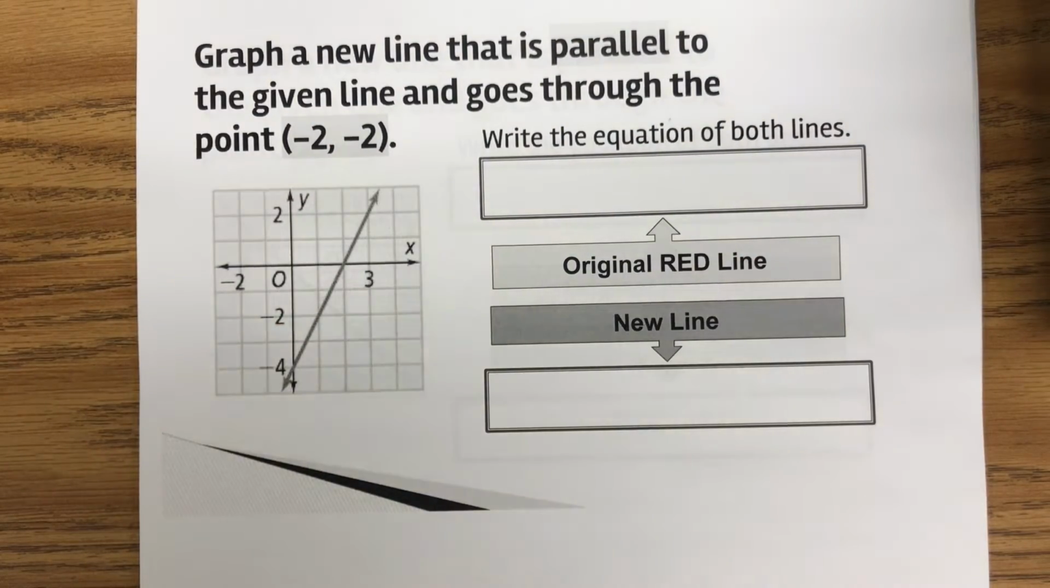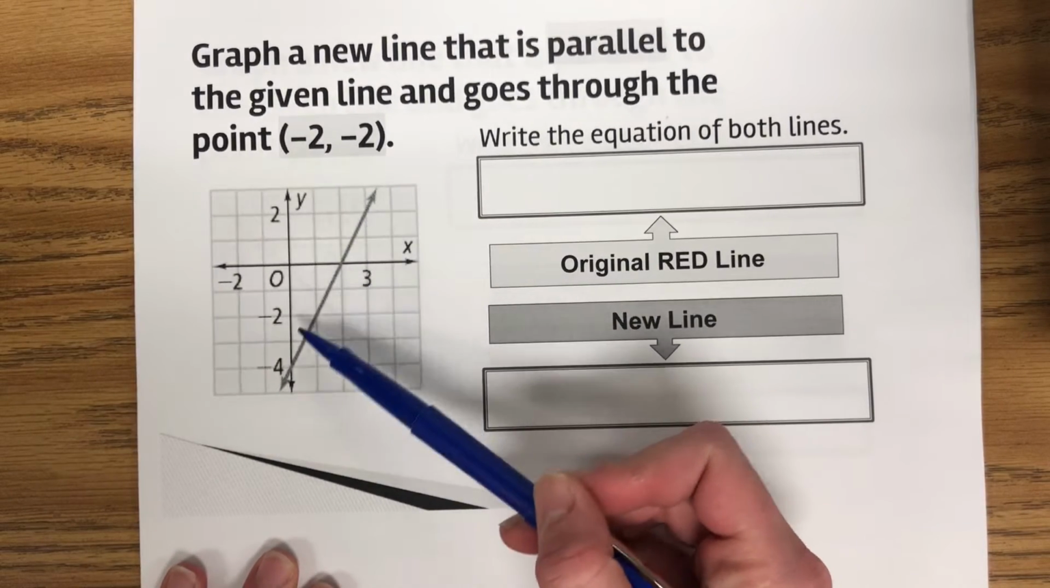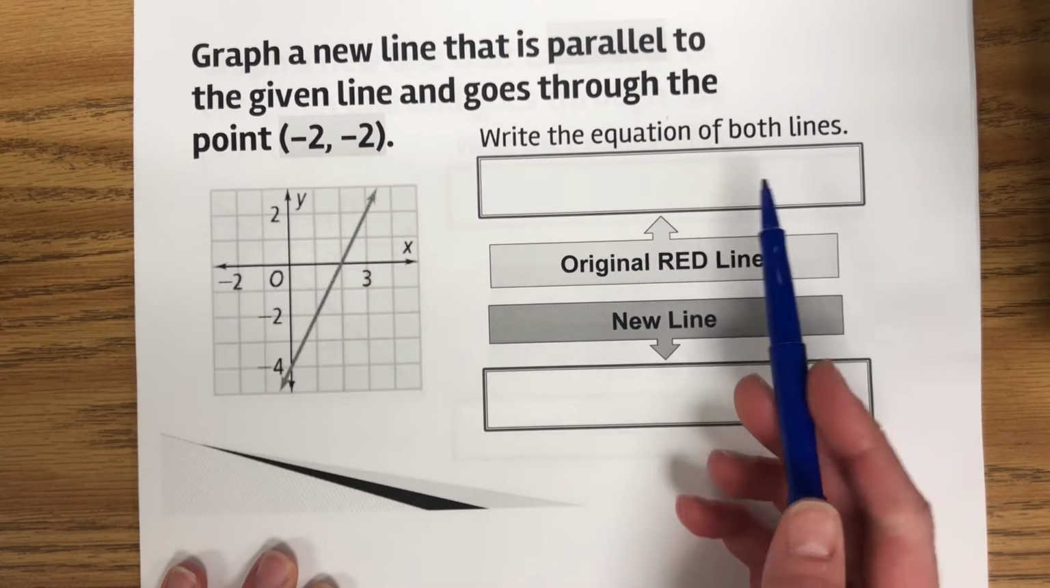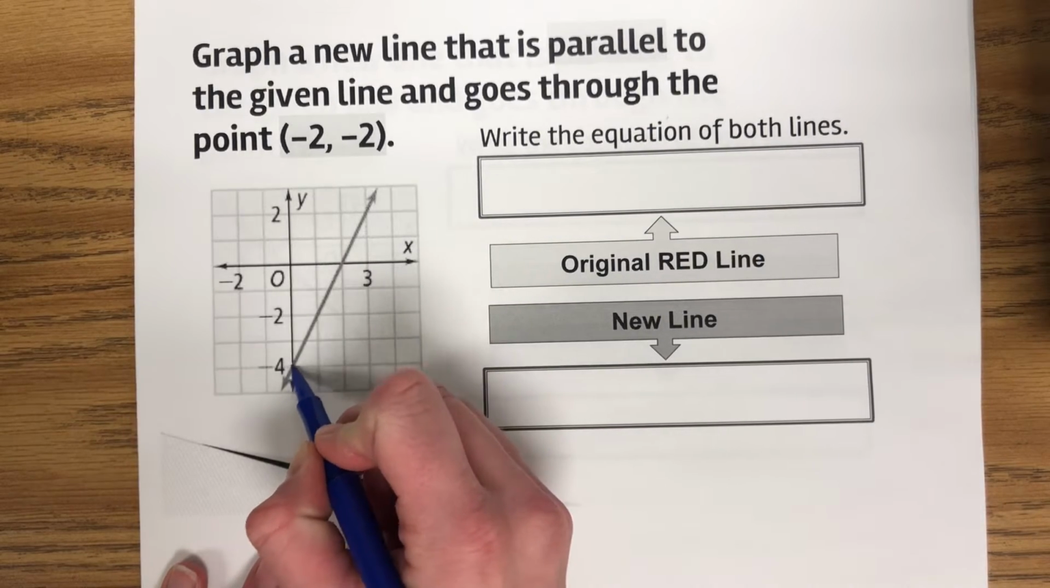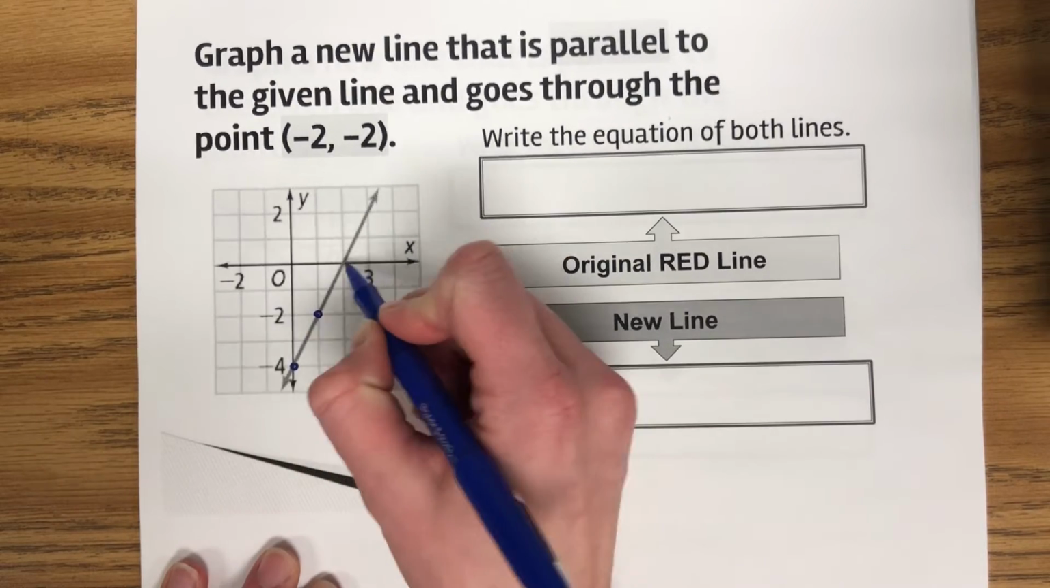Graph a new line that is parallel to the given line and goes through the point -2, -2. So the first thing we're going to start with is our original red line, which is this line here in the problem, and we need to write the equation of that line first. And we're going to write that in slope-intercept form.